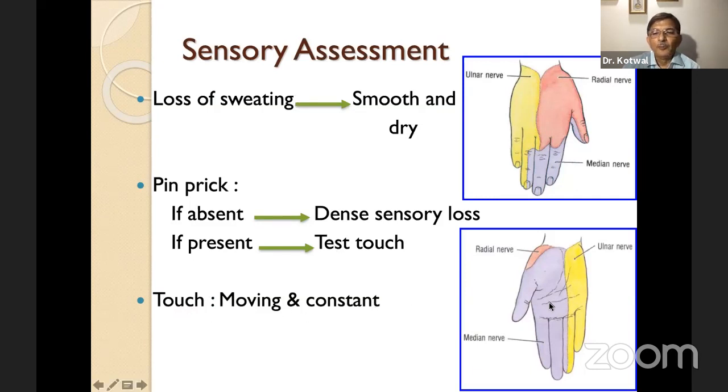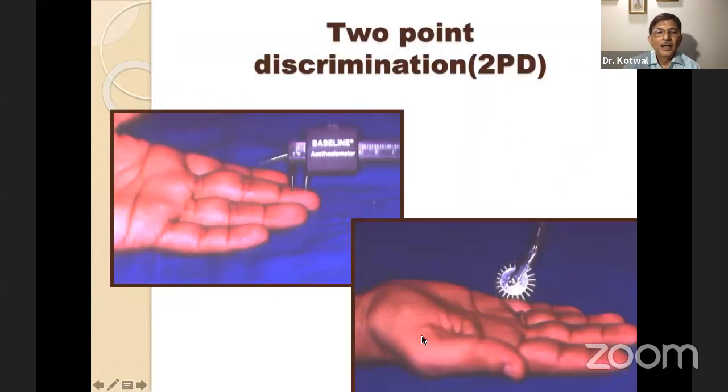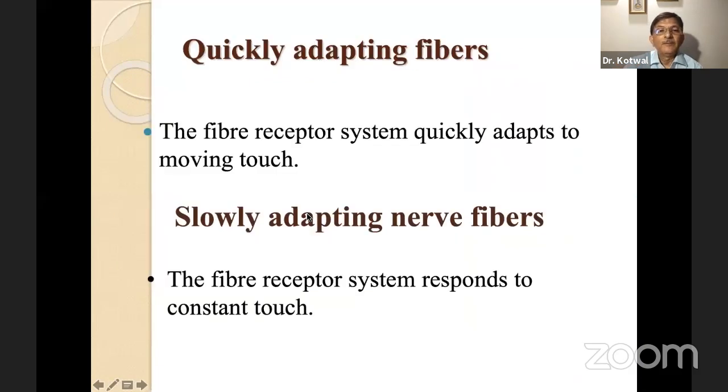The testing of the touch can be moving or constant, and this is how you do it. For the moving touch, you use the spin wheel. For the constant touch, you have the testing of two-point discrimination. You can increase this distance, and with the patient's eyes closed, you ask him whether he is feeling two pricks or a single prick.